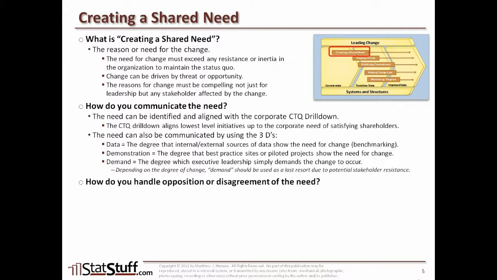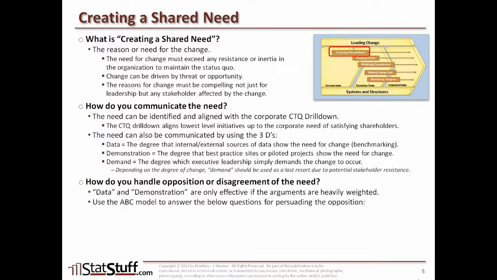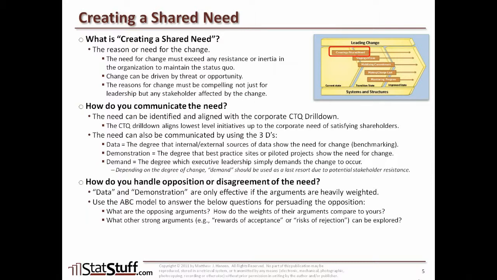So how is it that you would handle opposition or disagreement of the need? Well, data and demonstration are only effective if the arguments are heavily weighted. So if you refer back to the ABC model, that's where we can help answer the next few questions to help persuade any opposition. For example, what are the opposing arguments, and how do the weights of their arguments compare to yours? And what other strong arguments, for example, like rewards of acceptance or risks of rejection, can be explored through this? And how can your existing arguments be reinforced to give them more evidential weight?